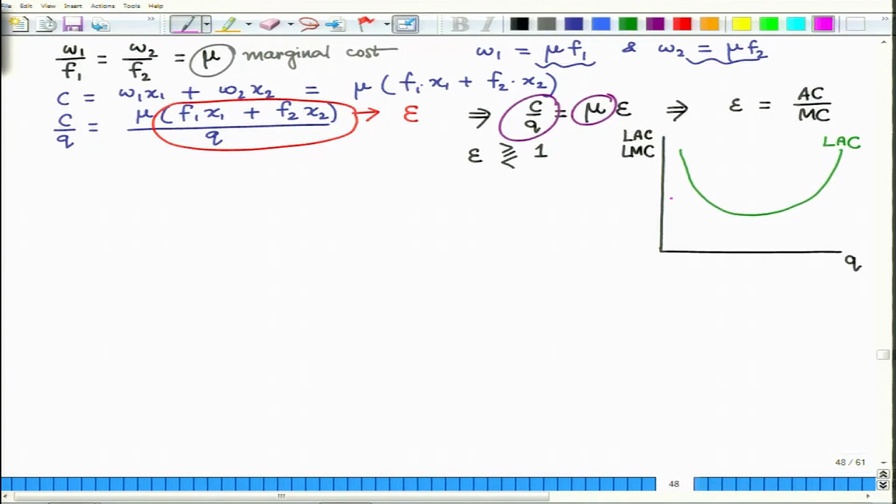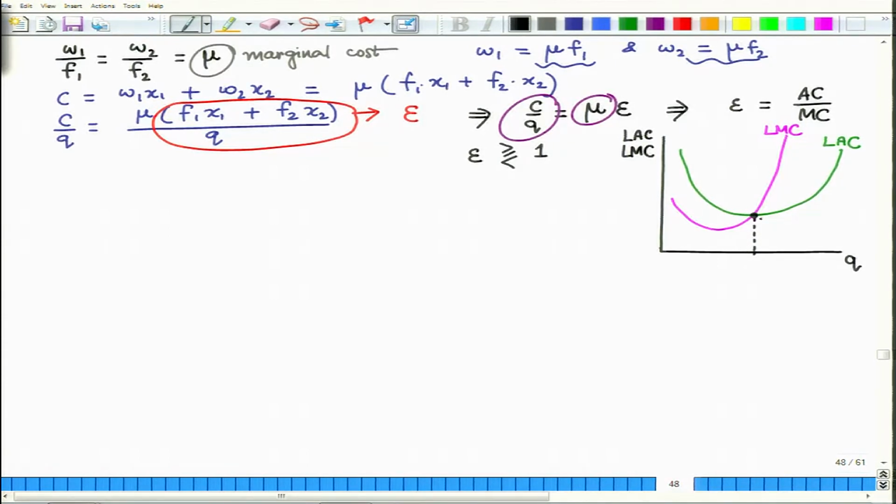If that is the case, then we can draw it like this, and we know for sure that the long run marginal cost curve passes through the minimum point of the long run average cost curve. Okay. So now let us concentrate on this intersection point. Let me denote this output level where the marginal cost passes the average cost curve.